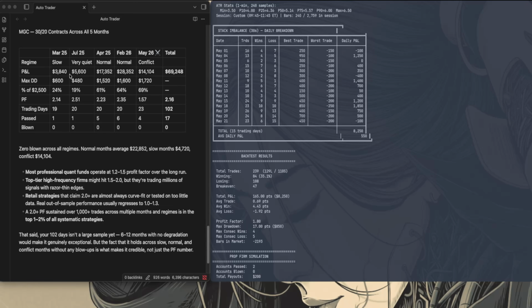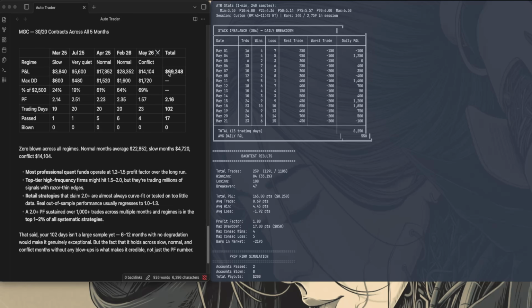We have a P&L of 14,000. Okay. And then we have a max drawdown of 1,700. That was the biggest one. And that is to be expected. Now the profit factor dropped, okay, to 1.5, 23 trading days, and then it passed 4 accounts.